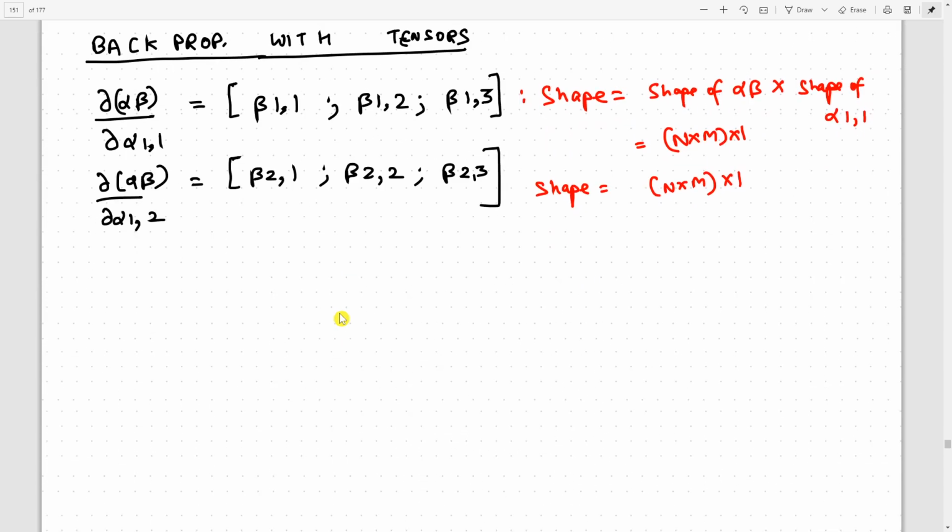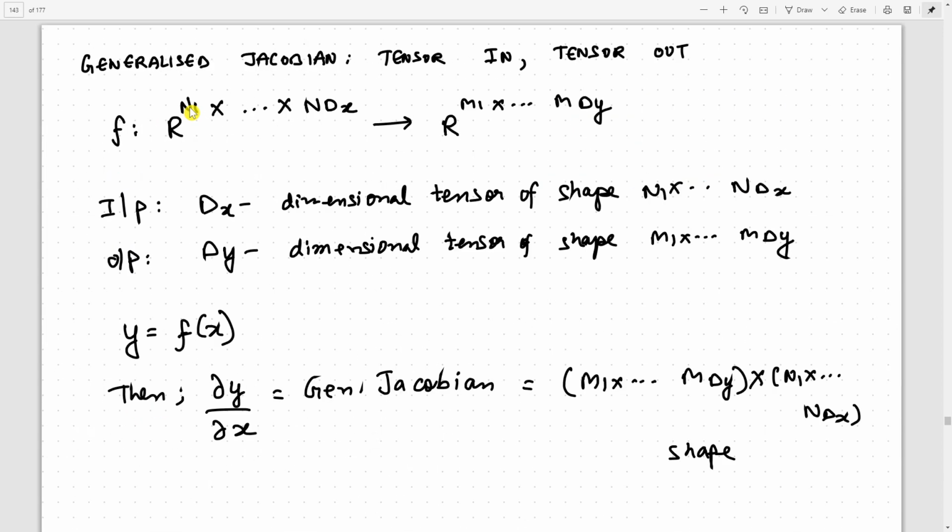Now if you notice, what is the shape of del alpha beta with respect to del alpha 1? When we were doing generalized Jacobians, we said that the shape of the generalized Jacobian is the shape of what is in the numerator, the shape of what is being computed, times the shape of the denominator, the shape of what we're computing with respect to.